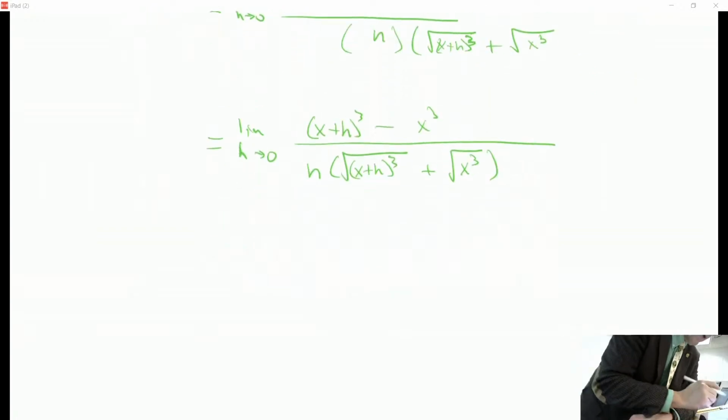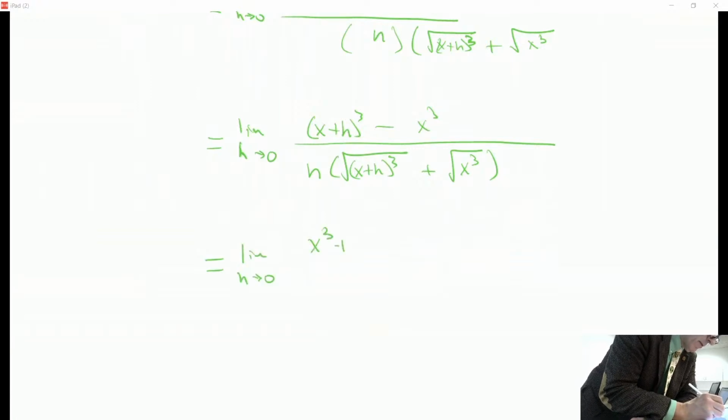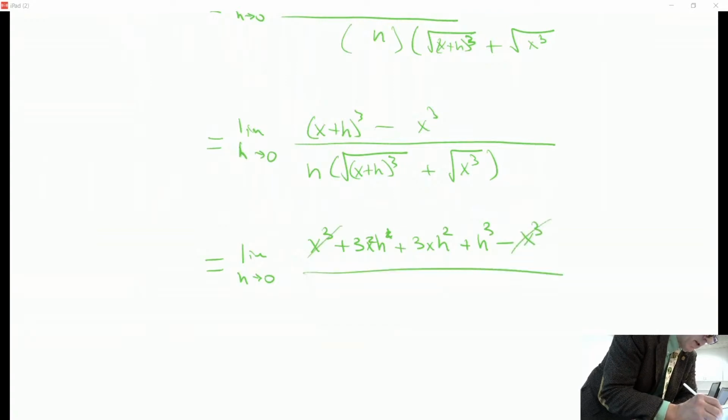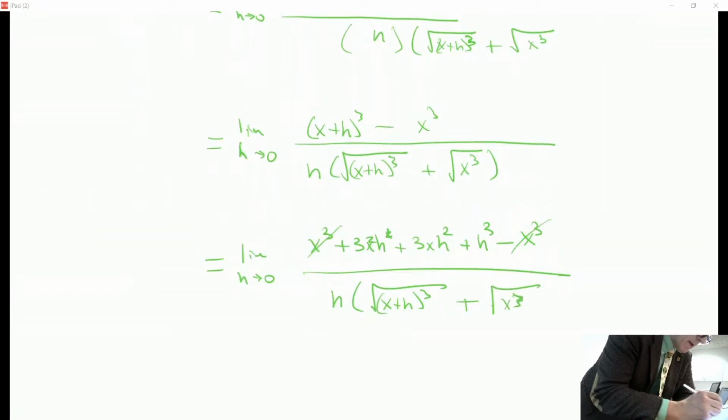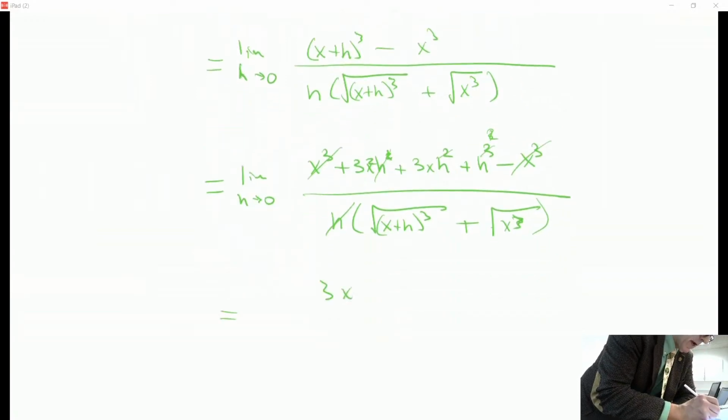I'm going to blow through this so quickly, it's going to make your head spin. So h approaches 0, x cubed plus 3x squared h plus 3xh squared plus h cubed minus x cubed. Those cancel. h times this mess. And then you can see what's going to happen: I'm going to cancel that h. That's going to be a 2 there. Now I can plug in h equals 0, and I get 3x squared.